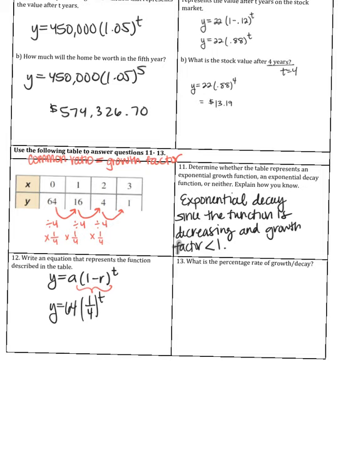What is the percent rate of growth or decay? All right, so since it's decay, remember what's inside this parenthesis is the same as 1 minus r. So we can say over here, 1 minus r equals 1/4, or 1 minus r equals 0.25. So what is my rate of decay? R is equal to 0.75, or 75%.